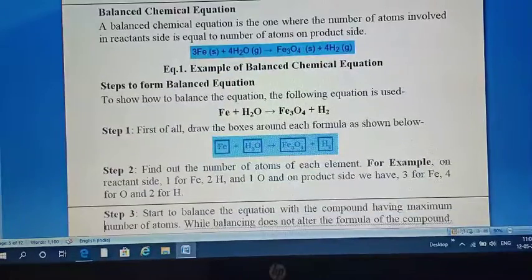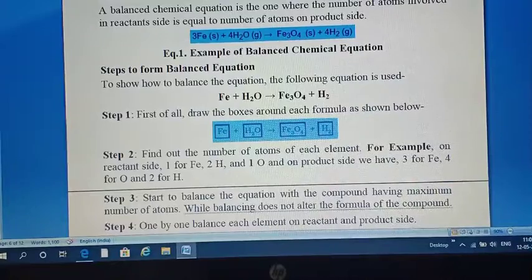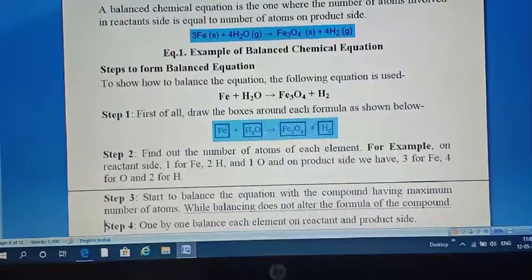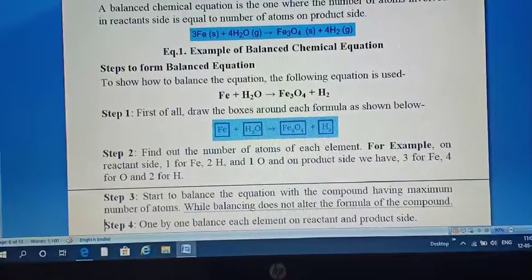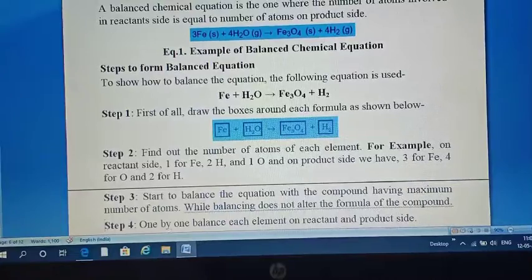Now balancing the chemical equation. A balanced chemical equation is one where the number of atoms of each element in the reactants and products, on both sides, is equal. Whatever atoms are on the reactant side remain the same on the product side, and then we consider it a balanced chemical equation.